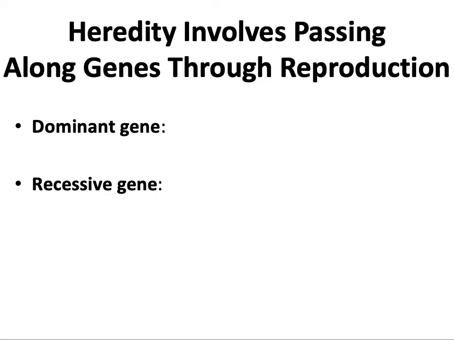Heredity involves passing along genes through reproduction. Around 1866, Gregor Mendel cross-pollinated different colored pea plants to see which color flowers the plants would produce. He used selective breeding, and he discovered clues to the mechanisms responsible for heredity. There's something called a dominant gene and a recessive gene. A dominant gene is one that is expressed in the offspring whenever it is present, and a recessive gene is a gene that is expressed only when it is matched with a similar gene from another parent.